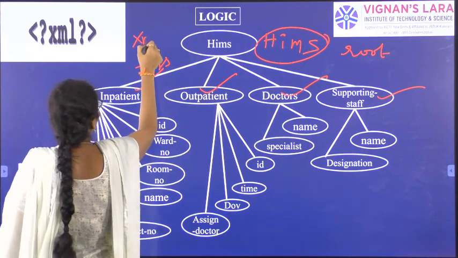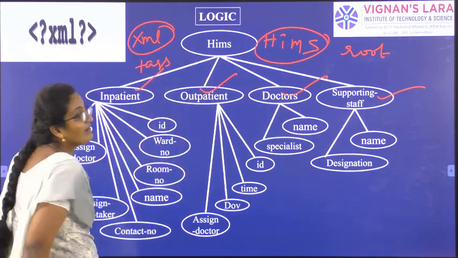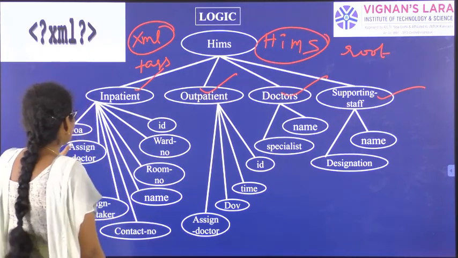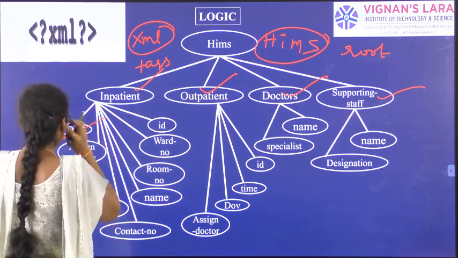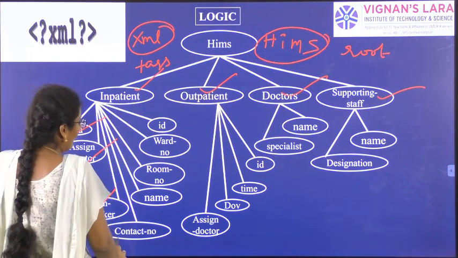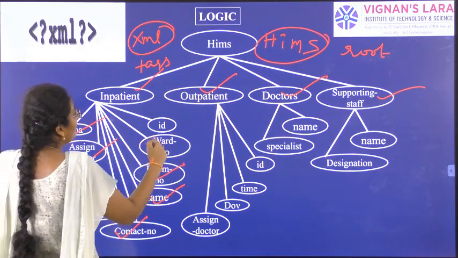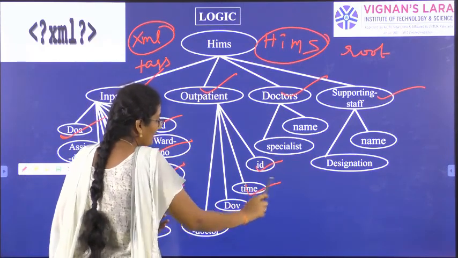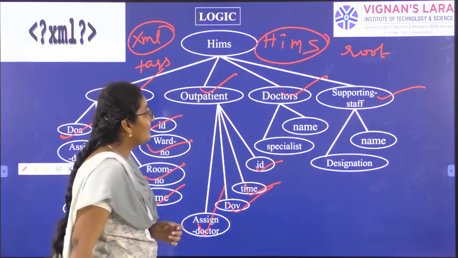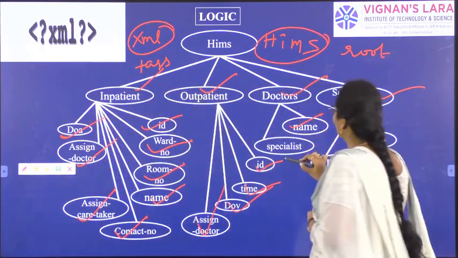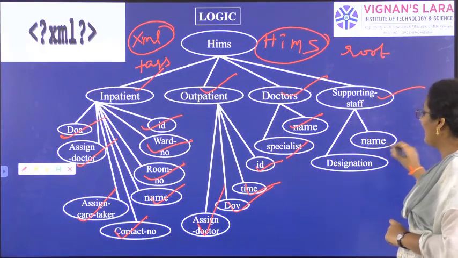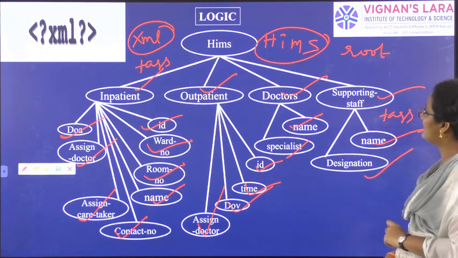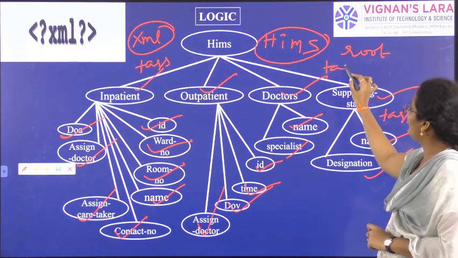Now we are writing the XML file for the hospital information management system. I am first developing the logic. What will an inpatient have? Date of attending, assigned doctor, caretaker, contact number, name, room number, ward number, ID. What will an outpatient have? Time of going, assigned doctor, ID. What will a doctor have? Name and specialization. Supporting staff will have name and designation. All these things will also be converted as tags.